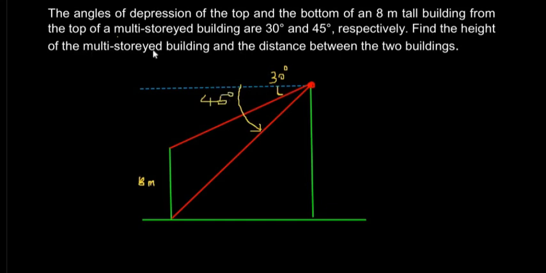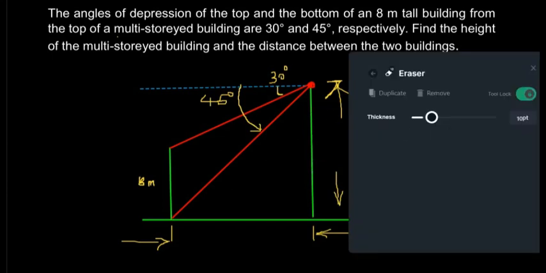Find the height of the multi-storied building and the distance between the two buildings. That means they have asked you to find the total height of this multi-storied building and the distance between these two buildings. These are the two variables they have asked you to calculate. Now let us start by finding the height of this building first.